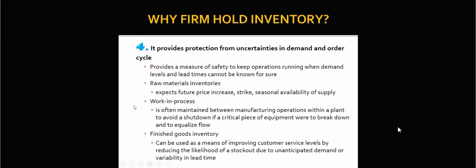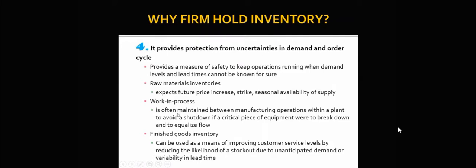So raw materials inventories expect future price increase, strike, seasonal availability of supply. Okay, but kalau kita simpan bahan mentah ni tadi, so maknanya bila kita ada inventory, jadi kita boleh nak jangkakan lah, mungkin akan ada berlaku perubahan harga menaik, meningkat, okay, akan ada strike ataupun akan ada permintaan, kadang-kadang supply ni tadi, permintaan barang ni bermusim. That's why kita kena ada bahan mentah punya inventory ni.